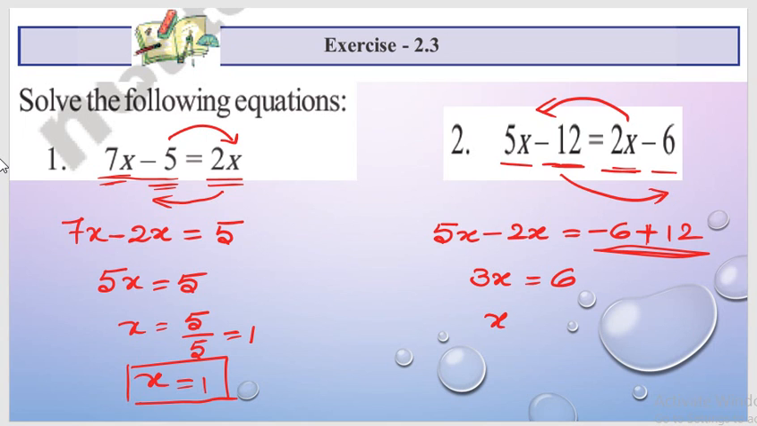So from this, x is equal to 6 divided by 3. 6 divided by 3 is nothing but 2. So the value of x is 2. Let us move on to the next question.